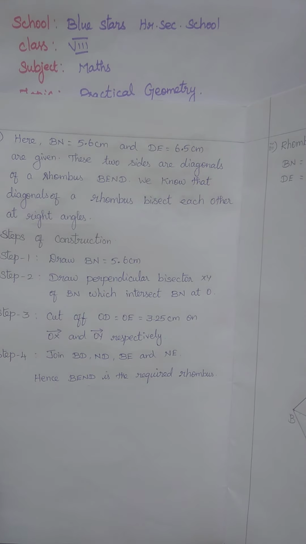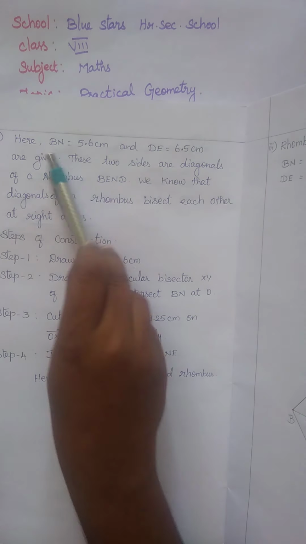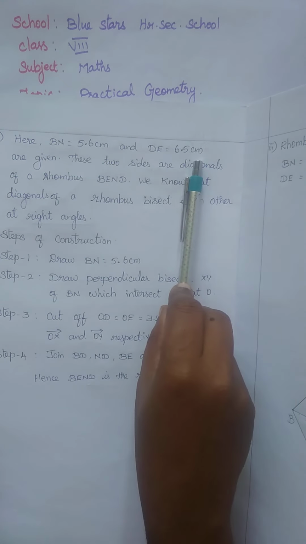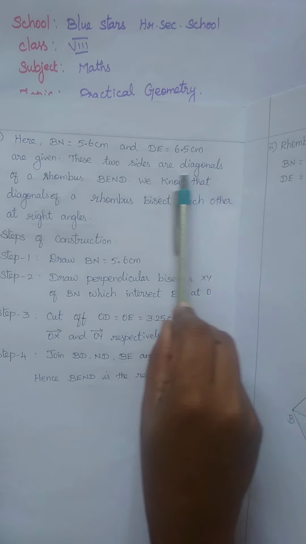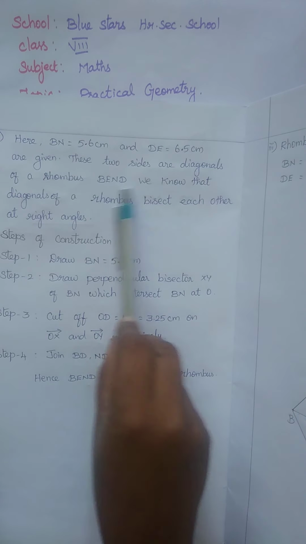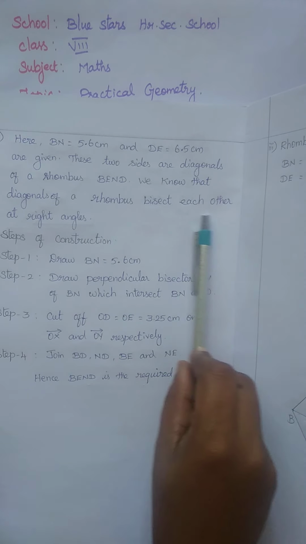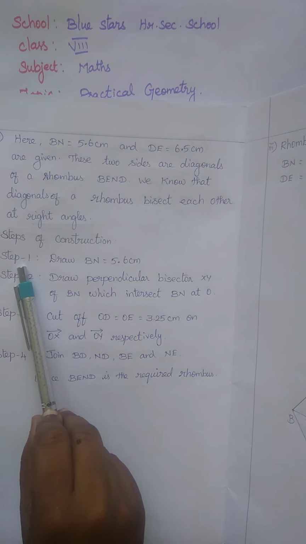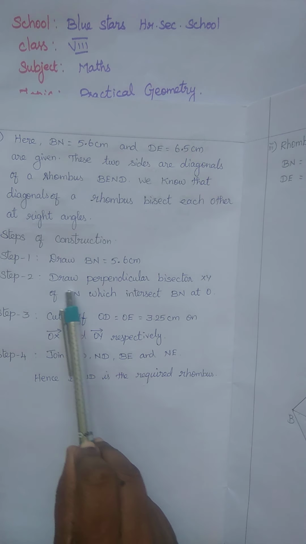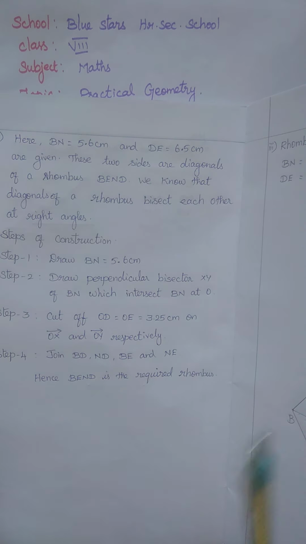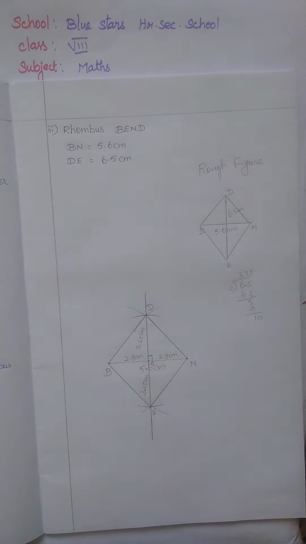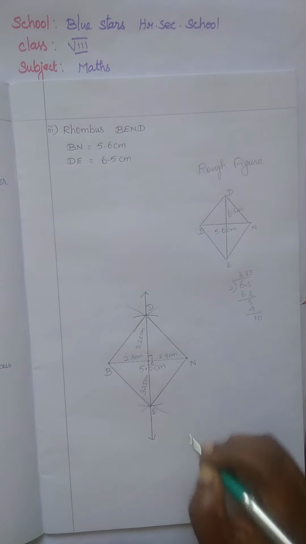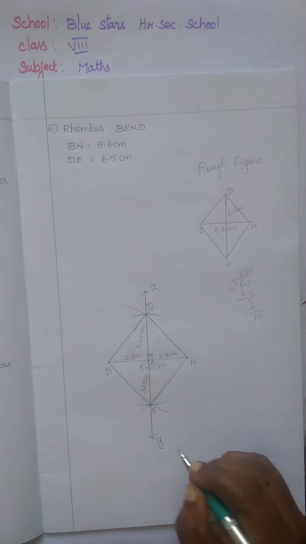That's all. Your practical geometry is over. So this is a construction. I will give this construction in PDF form. You write this. Here BN 5.6 cm, DE 6.5 cm is given. These two are diagonals of rhombus BEND. We know the diagonals of a rhombus bisect each other at right angle. Using that we complete step 1. BN is 5.6, we draw it. Draw perpendicular bisector XY. This name is XY, the perpendicular line with arrow mark that we drew.